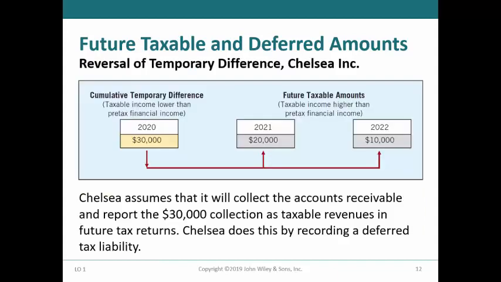This slide illustrates the timing difference. Per GAAP, we report the revenue of $30,000 in 2020. Per the tax code, we will report $20,000 of the revenue on the tax return in 2021 and the remaining $10,000 of revenue in 2022. To record the original difference in 2020, we record a deferred tax liability of $6,000. That's $30,000 times 20%, as we saw in the previous slides.